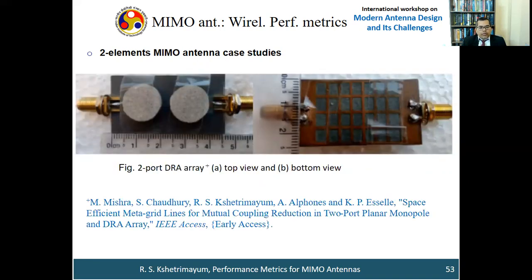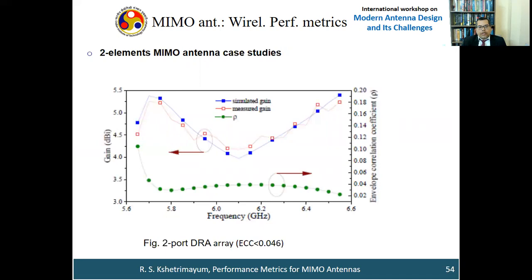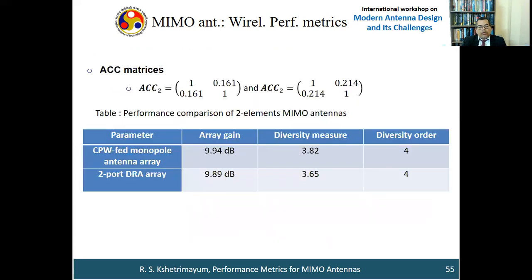This is a fabricated prototype of this DRA array. And we are still employing the meta-grid lines in the ground plane. We have shown that the meta-grid line is effective in reducing mutual coupling of the two-port printed monopole antenna as well as for the DRA array. And you can see ECC for this case is also less than 0.046 throughout the bandwidth.